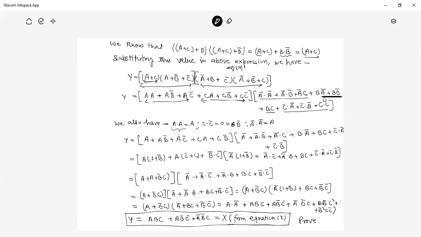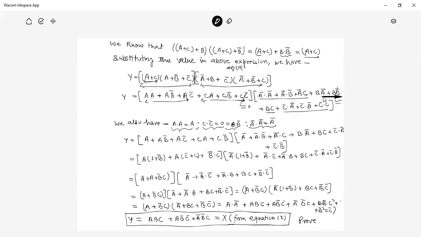We also have A dot A is A, C dot C bar is 0, with B bar as well, and A bar dot A bar is A bar. So using this concept, we find this one is 0, that is B B bar. This factor is 0, this factor is 0. These two are 0.